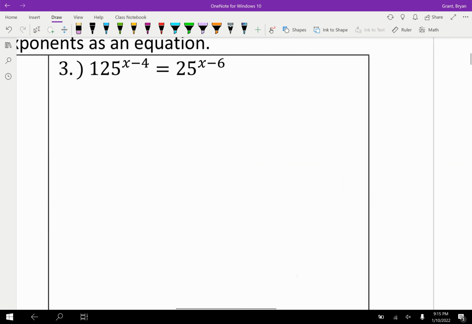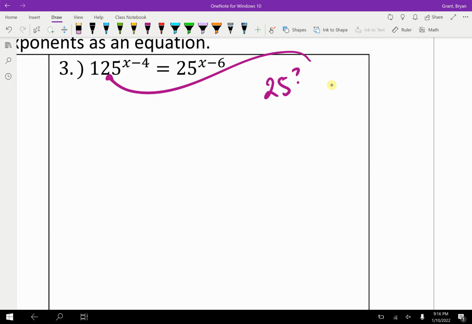All right, problem 3. Let the trickiness begin. I think you're going to have trouble rewriting 125 or 25 as a base to a power. In particular, I don't know 25 to what power gives me 125.